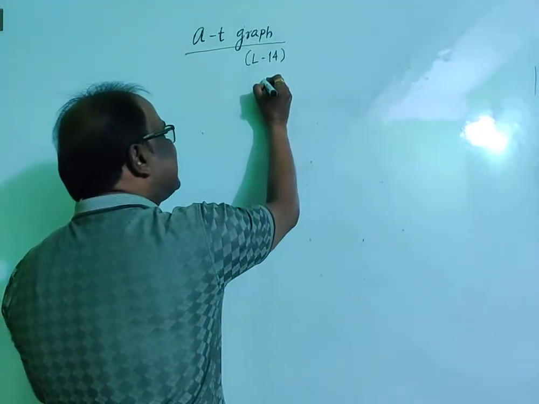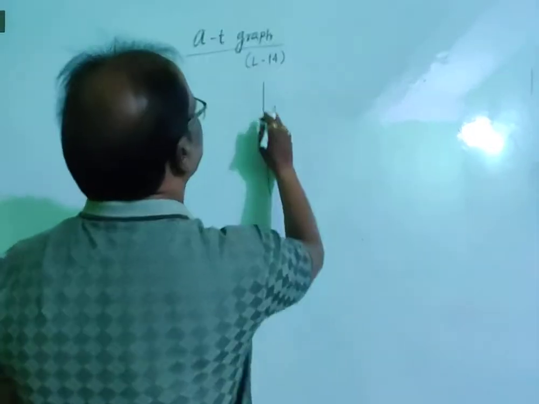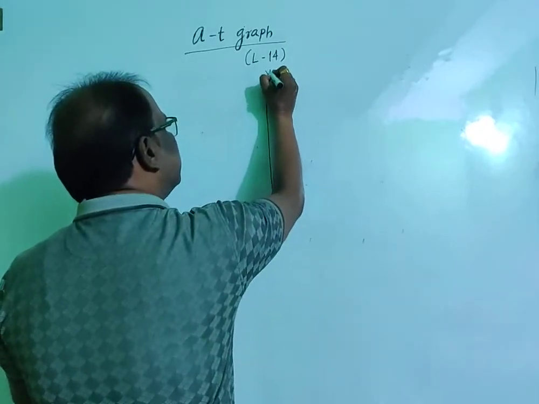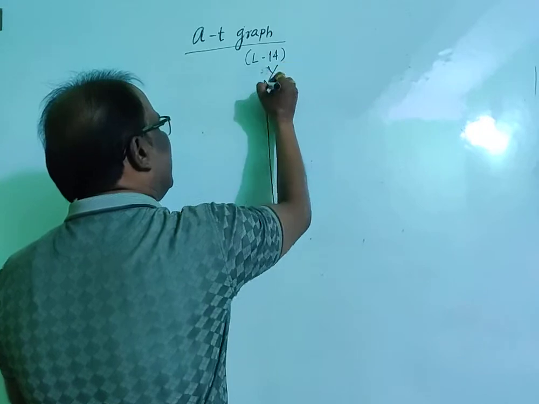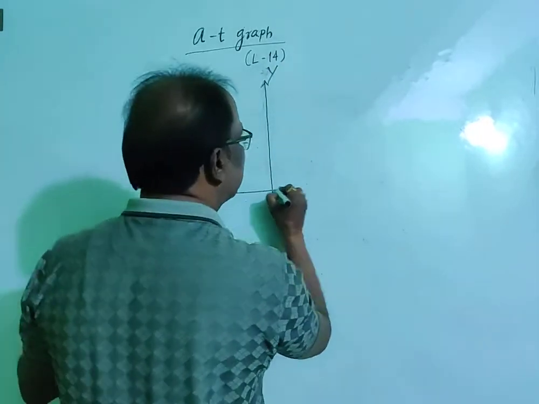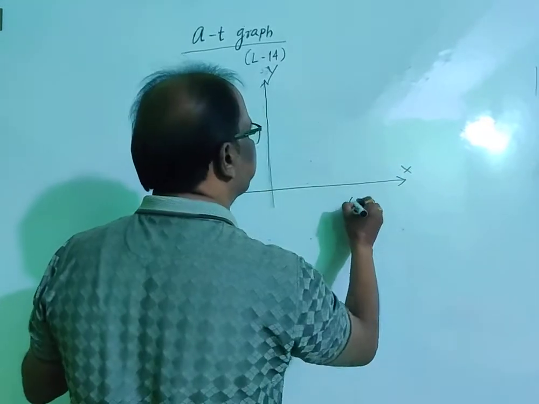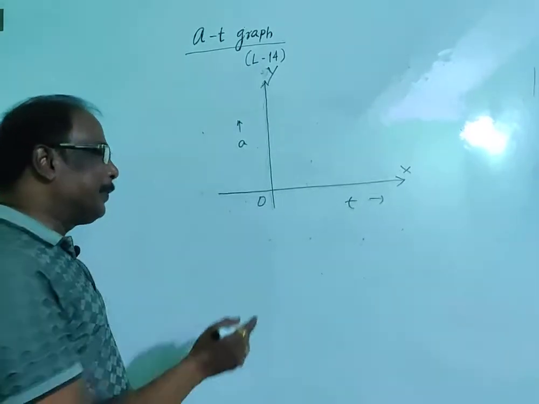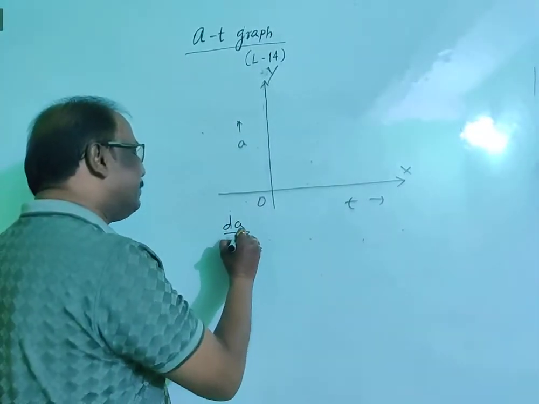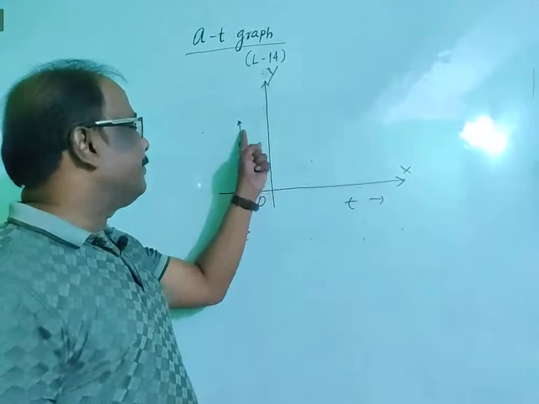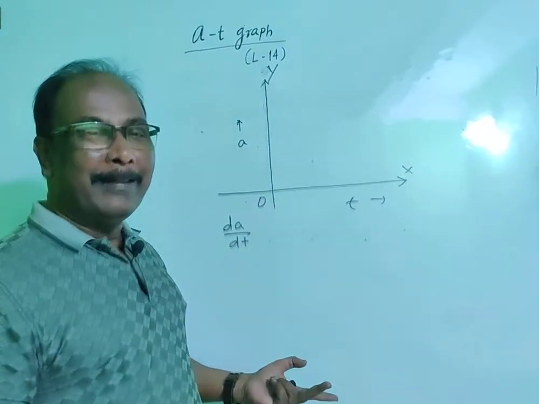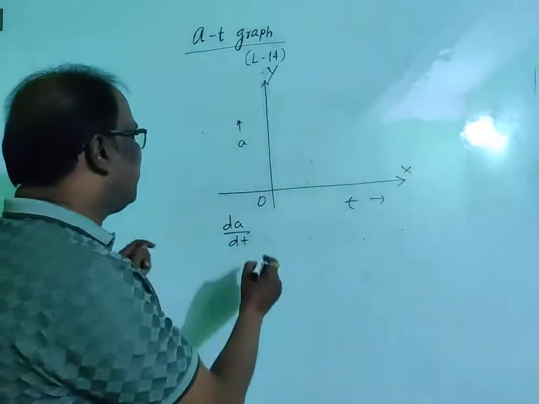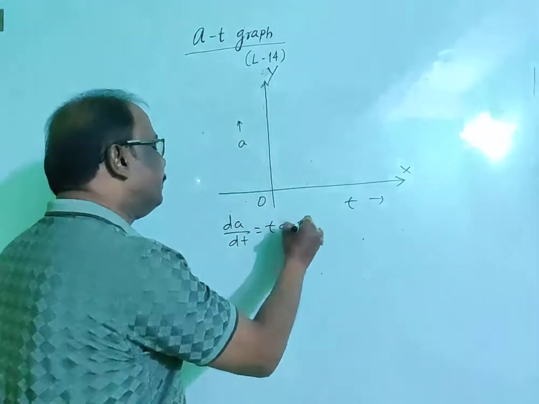Then let's represent in a similar way the variation of acceleration along the y-axis, and the variation of time along the x-axis. Again, what is slope? How can you calculate slope? Slope is dA by dt. While discussing the velocity time graph, slope is dv by dt, which equals tan theta. Now we are discussing the acceleration time graph, so the slope of the graph is dA by dt, which equals tan theta.